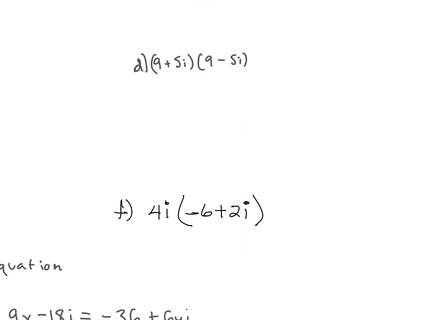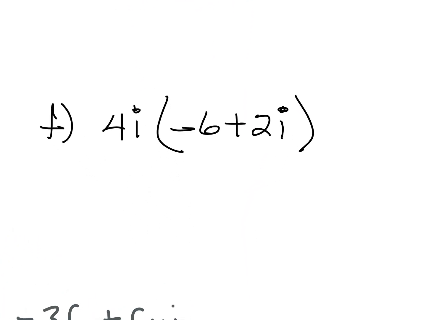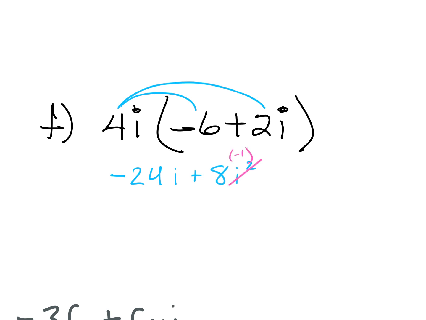D is super similar, so I'm going to skip D and let's look at F right below. What should I do first for F? Distribute. What's 4i times negative 6? Negative 24i. And then what's 4i times 2i? 8i squared. What does the i squared turn into? Negative 1. So this would be negative 24i minus 8. Can I leave my answer like this? What do I have to do? Flip it. The real part comes first, so it'll be negative 8 minus 24i.